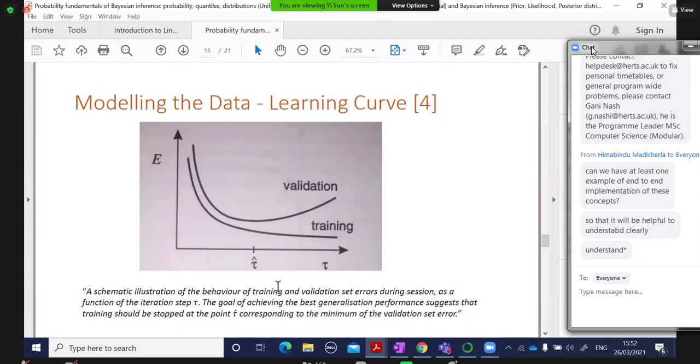So this is the learning curve. The learning curve is a picture of the behavior of training set and validation set performance against a parameter in the training procedure.